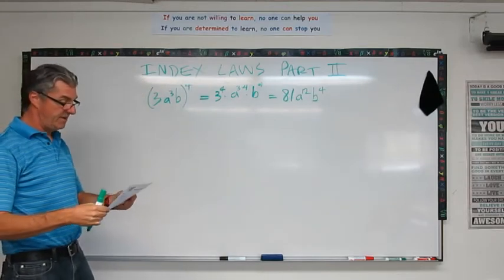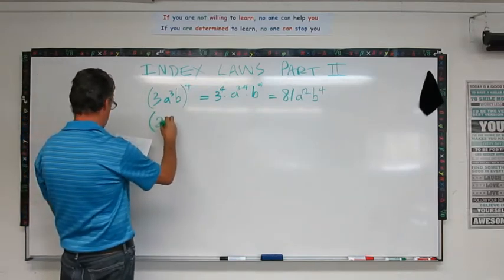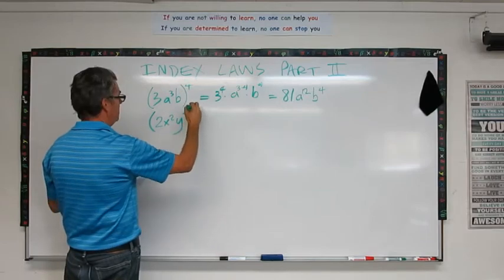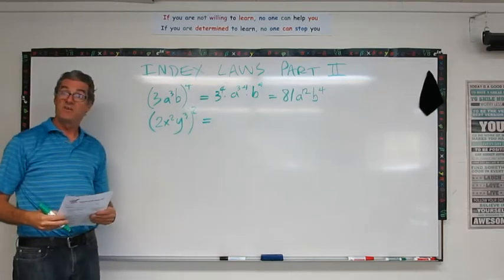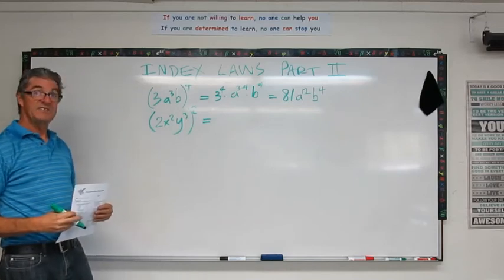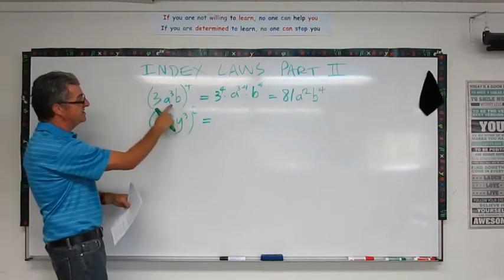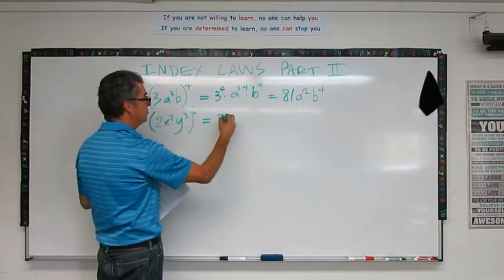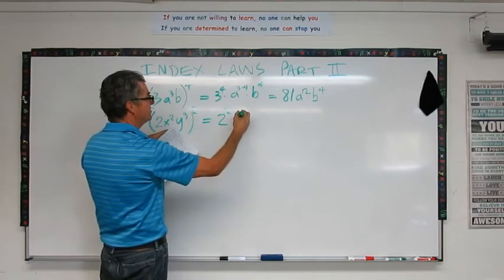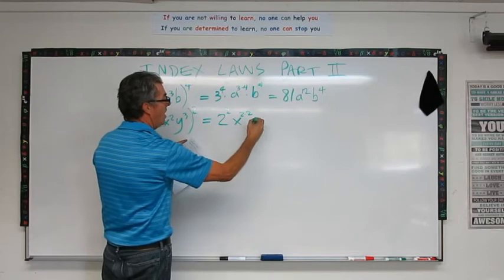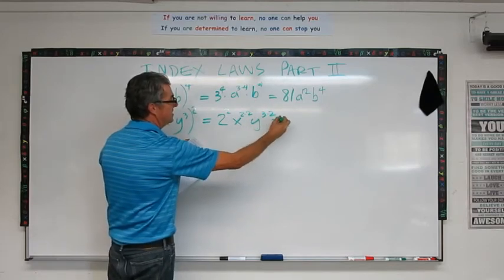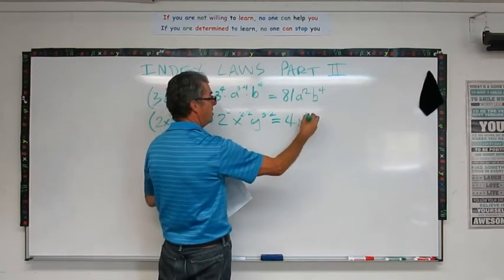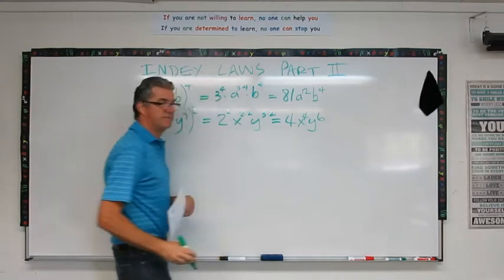Okay, let me give you one to try. Okay, pause the video. Okay, let's see how you did. This one is very similar to this one, just different numbers and variables. I'm going to distribute my power. 2 to the 2, x to the 2 times 2, y to the 3 times 2, which is going to give me 2 squared is 4, x to the 4, y to the 6.